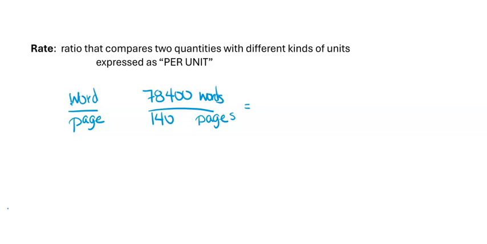78,400 divided by 140 is 560 words per page. That is just a simple example of how you reduce or simplify a rate. I'd like you to pause the video now and go study example 2 on page 2 of your book and then come on back for the next section.